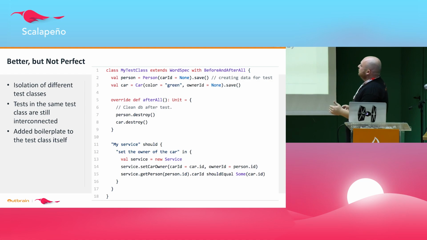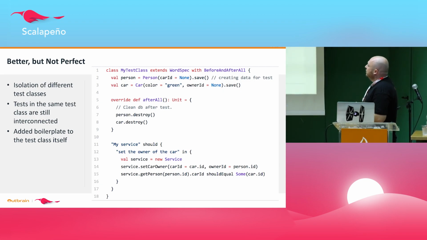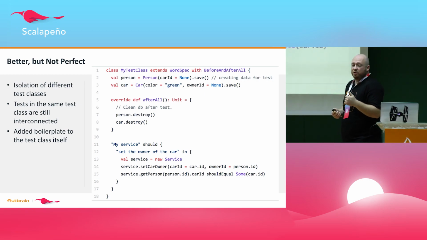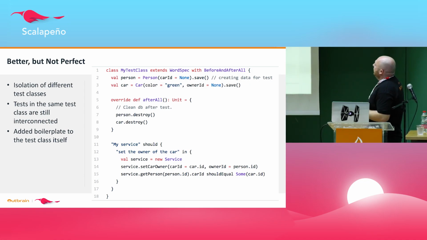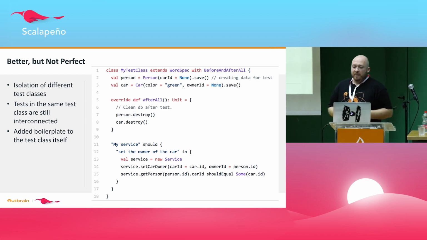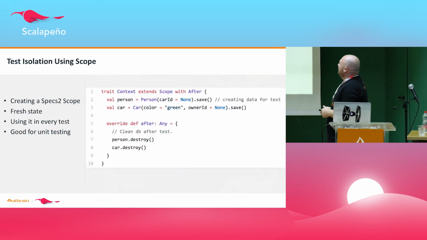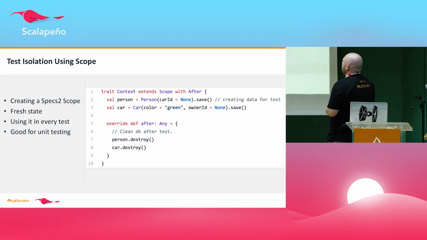And as I said, we have isolation between test classes because each test class creates and destroys its own data. But if I add another test here, I lose this isolation. We may still get two tests running in parallel, which interfere with each other. And we added boilerplate. We had this initialization section at the beginning and the cleanup section at the end. It was better. It wasn't perfect. So we proceeded to our next step in searching for our solution.